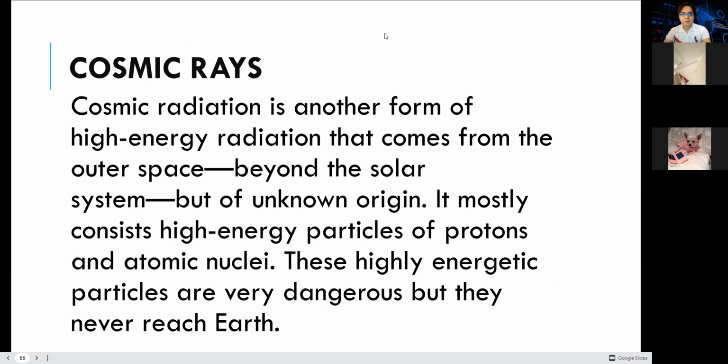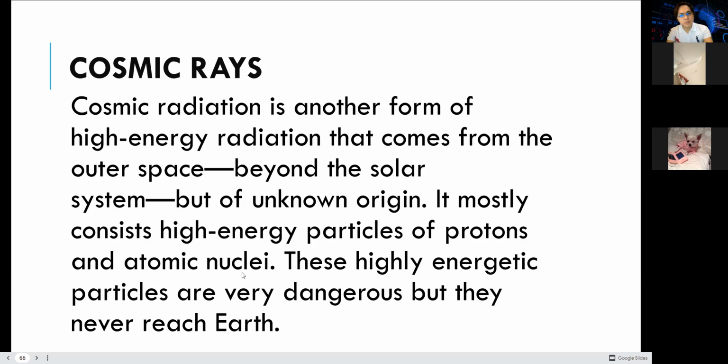Cosmic rays. Okay? Cosmic radiation is another form of high energy radiation that comes from outer space beyond the solar system, but of unknown origin. We don't really know the origin of these cosmic rays, but this is a radiation. It commonly consists of high energy particles of protons and atomic nuclei. The high energetic particles are very dangerous, but they never reach Earth.